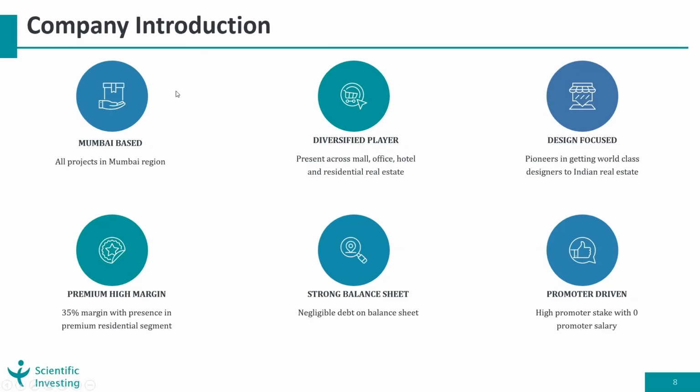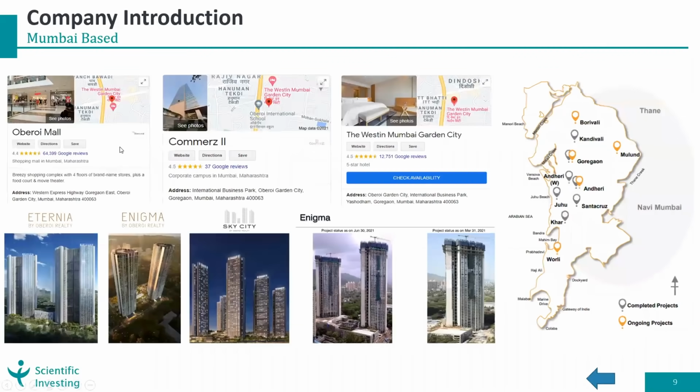So Oberoi is a Mumbai based realty player, and it is present in multiple real estate segments, but most of the projects have been executed in Mumbai, whether it's a retail mall called Oberoi Mall, or the office space called Commerce, or the hotel called Westin. And if you see the topology of Mumbai, most of their projects, especially the commercial ones, are around the Western Express Highway belt near Goregaon, Malad, Borivali side.